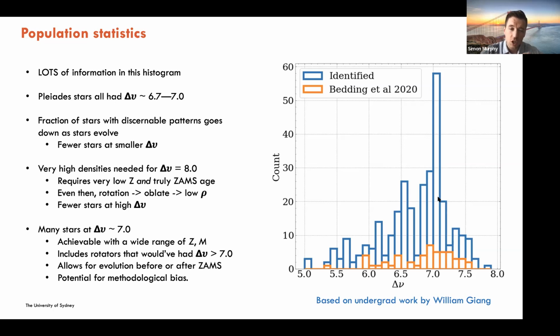The fact that there are so many stars in that one bin might suggest there is some methodological bias. So if, for instance, Will's training sample had more stars that had delta nu near 7, then there's possible bias there. And we haven't explored that because Will ran out of time for his project. But as I say, this was an undergraduate project. I'm very proud of the work that Will achieved.